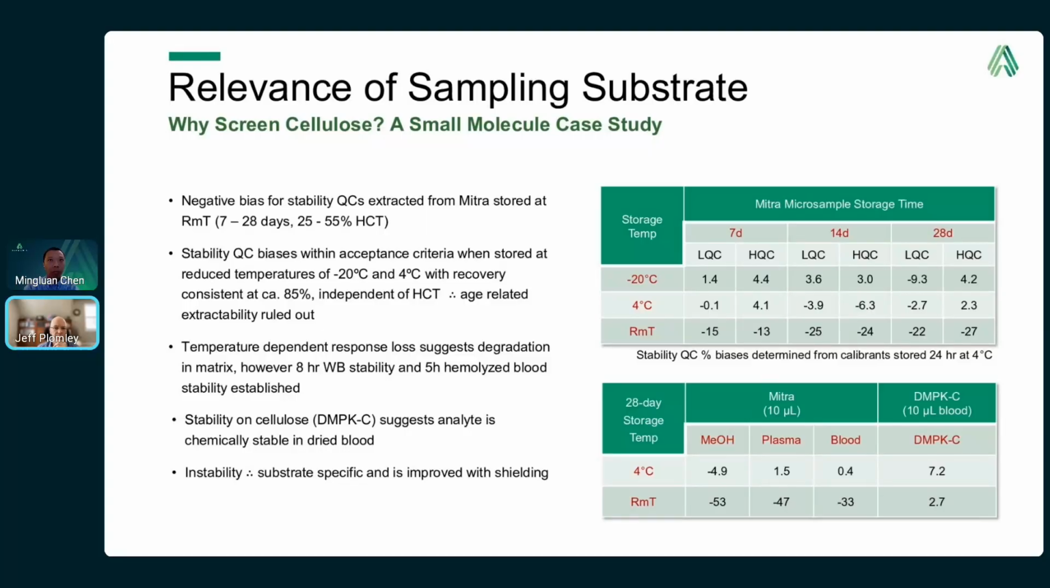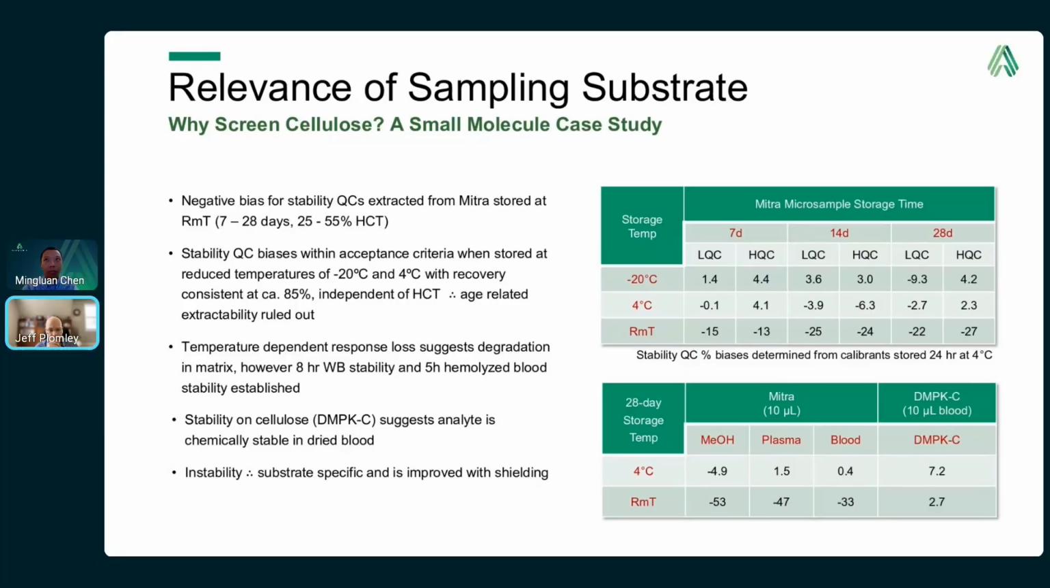So given the liquid blood stability results, one must question the sampling substrate. And so we repeated our 28-day experiment at room temperature and 4 degrees on untreated DMPK-C cellulose substrate. Now, at the time that these experiments were conducted, the Capitainer B was not on the market. And I'm just simplifying the results table here with data from high concentration stability QCs. And as we can see, stability was achieved on the DMPK-C card substrate at both room temperature and 4 degrees.